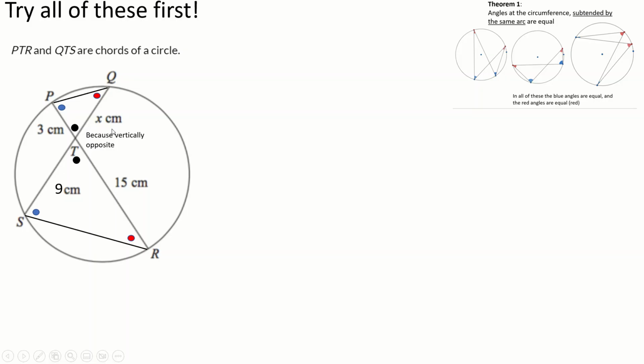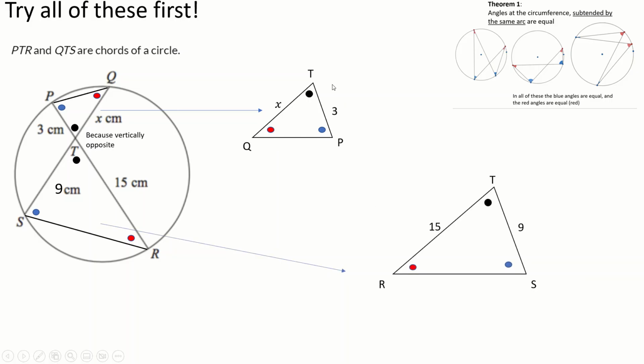If we just put this one the right way up, like this, and then put this one in the same kind of orientation, so red down here, black up here, blue over there. Scale factor is clearly times by 3, so something times 3 is 15, and we get x is 5.